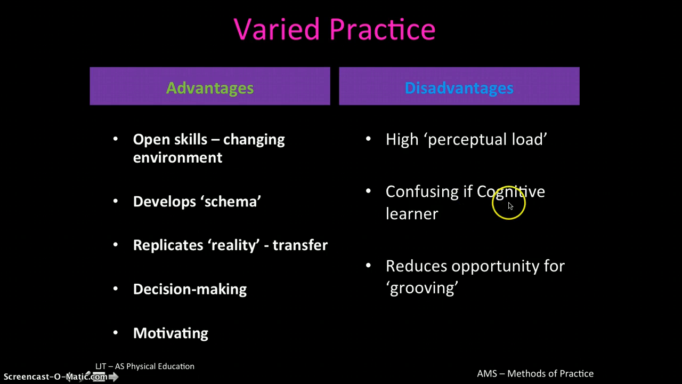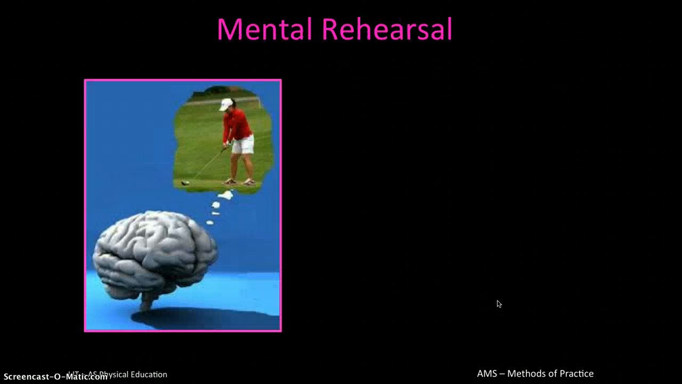So as I said, it might be quite confusing for the cognitive learner, but much more appropriate for the associative or autonomous learner. If you're continuing to vary the practice environment, you might reduce the chances of grooving a skill, so discrete skills might be less appropriate for this kind of practice.